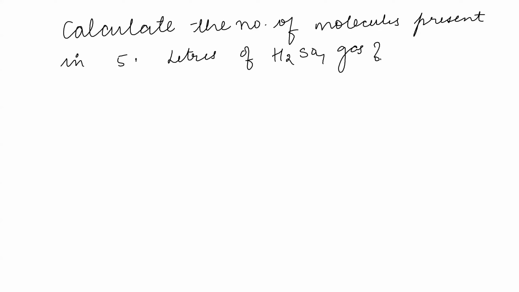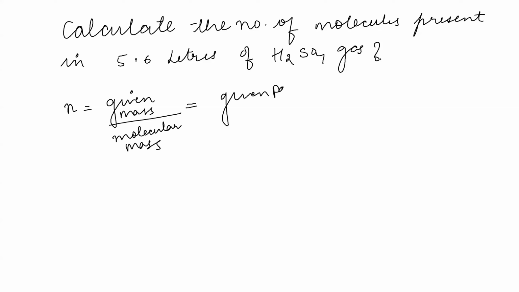Don't you have to do division by 22.4 liters? So how do you calculate? You first write down the formula. It is given mass by molecular mass. Now first tell me, is this question talking about the molecular mass or is it talking about the volume? It's talking about the volume. And what is it asking me to calculate? The number of molecules.